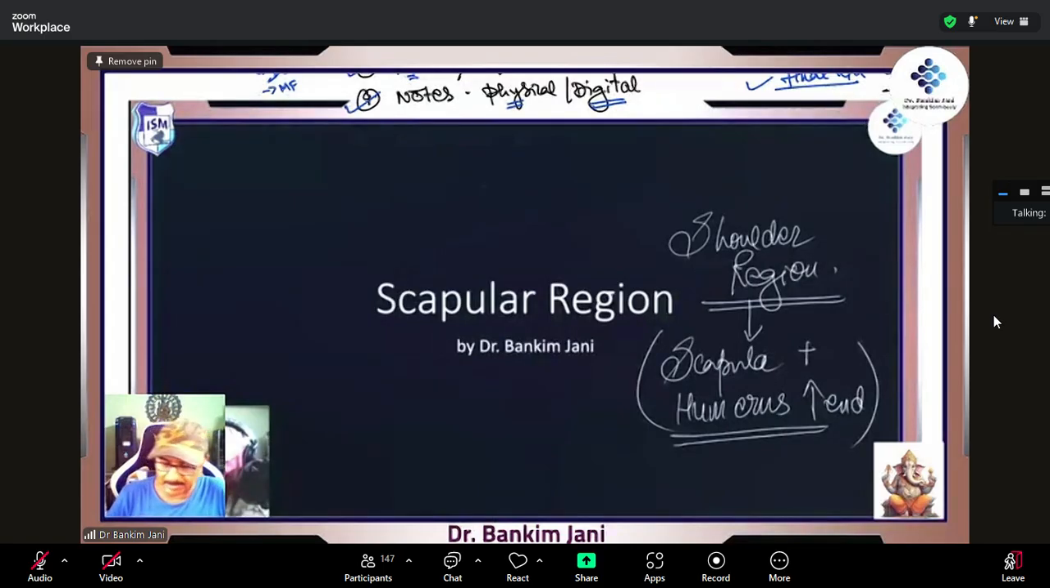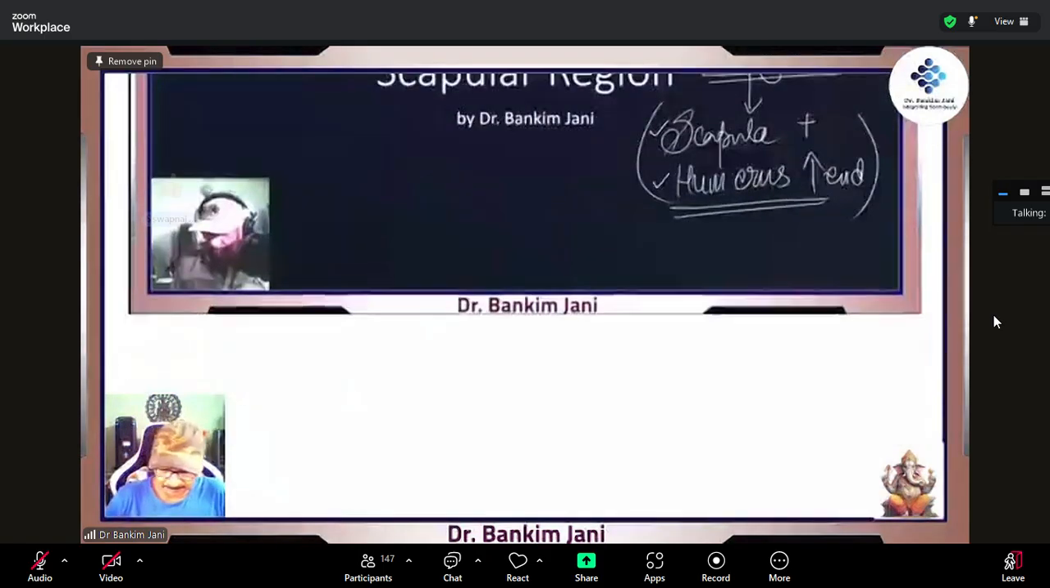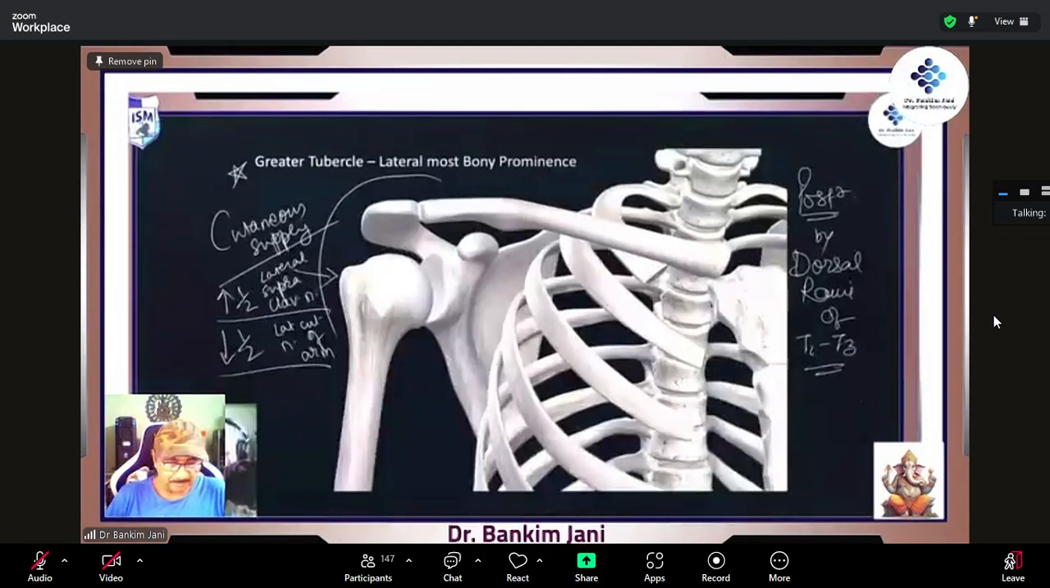Let's start with the scapular region. When we say scapular region, basically we are talking about the shoulder, right? And that shoulder will have two important bones, obviously the scapula and the humerus, and in the humerus, the upper part. No big rocket science, right? We are talking about this upper part. ठीक?